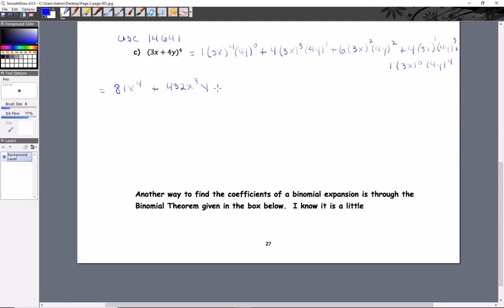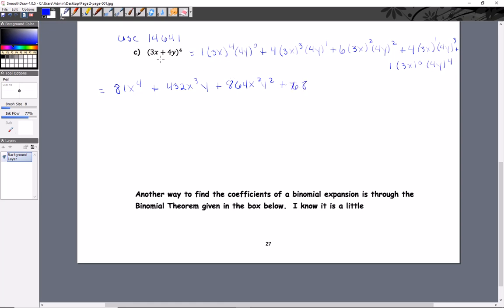All right? And then the next one may get even worse. That's going to be 9 times 16 times 6. And according to what I have, that's 864 x squared y squared. All right. Then it's going to be plus 768.